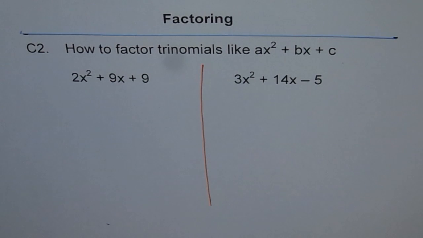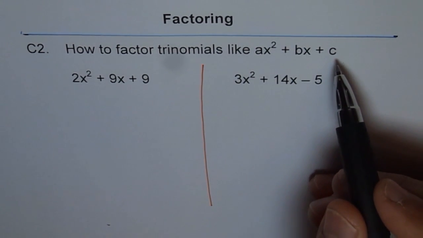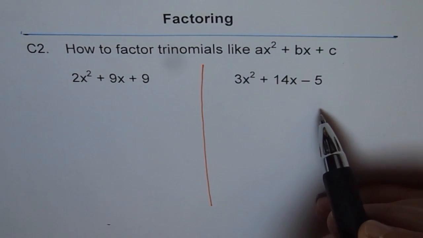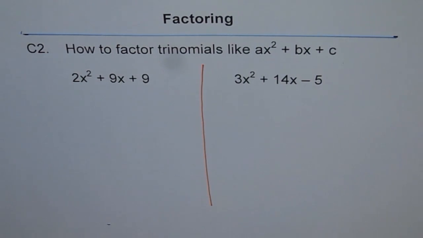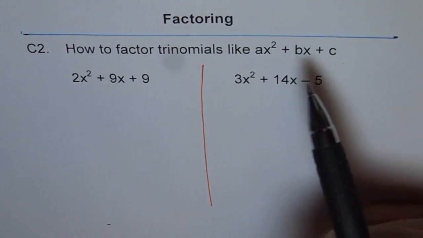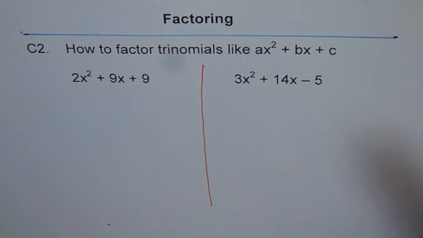Now, in C1, you saw that to factor, we can apply the sum and product method. Now we'll apply the same method here also and see whether it works or not, and how we can make it work. That's the whole criteria. So now, there is one difference between the examples which we took in the previous communication question C1 and this one.